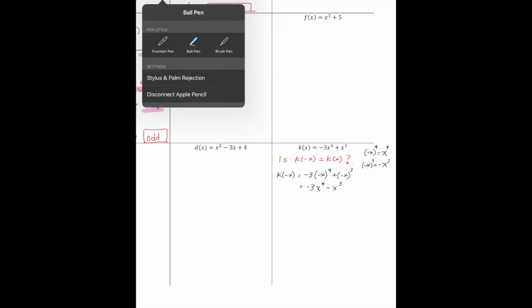So then ask yourself, is k of negative x that we found equal to the original k of x? Are they equal to each other? In this case, this is a no. They're not equal to each other. So we're going to have to continue. Let's check if it's odd. Is k of negative x equal to negative k of x?